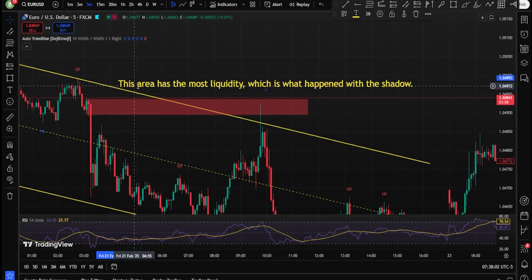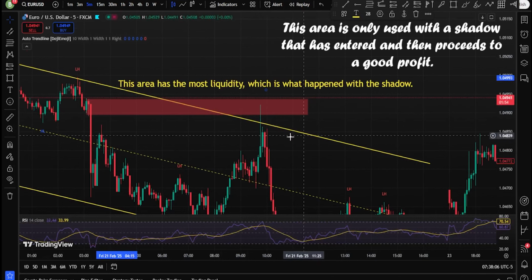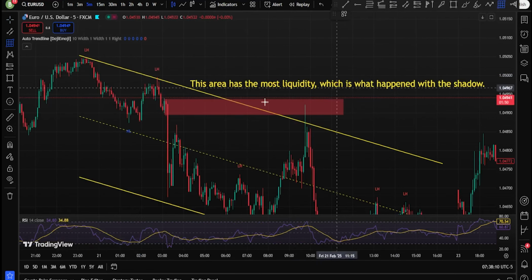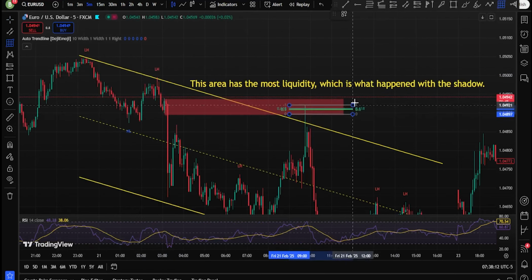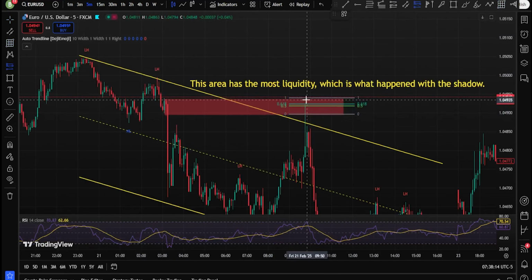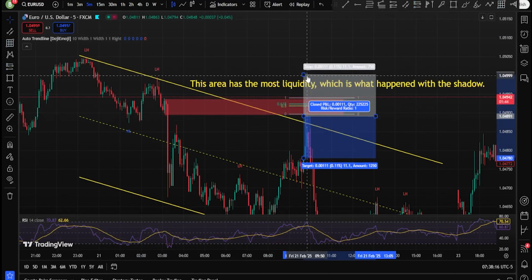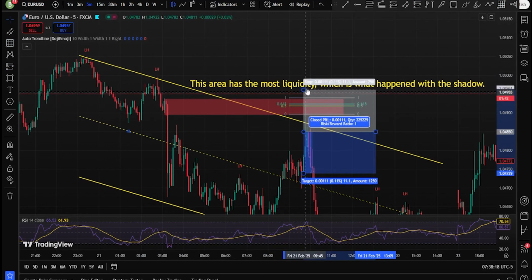Strategy: combining auto trendline, RSI, and volume. 1. Identify the trend. Use the auto trendline indicator to determine the current trend: uptrend, downtrend, or range bound. Focus on the trend line for potential support or resistance.